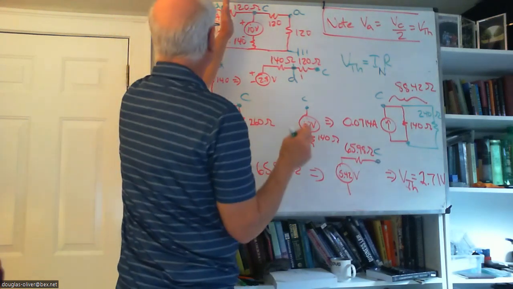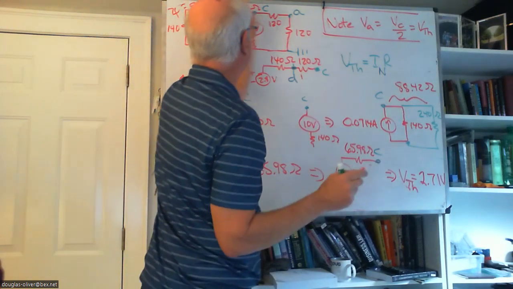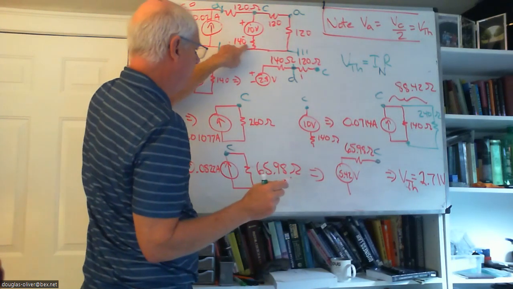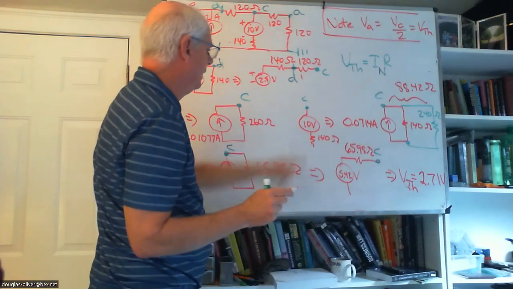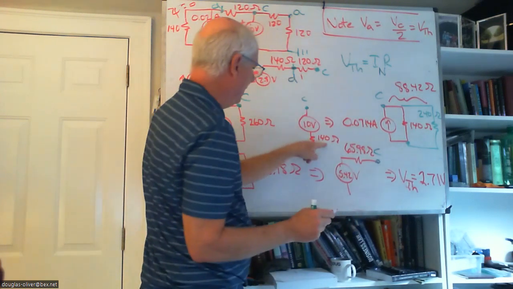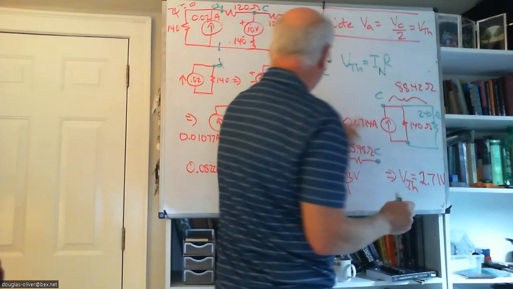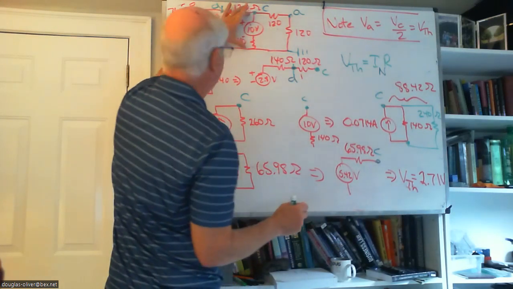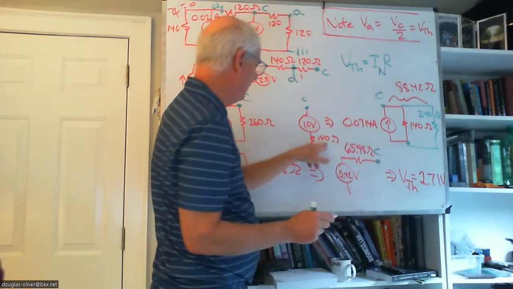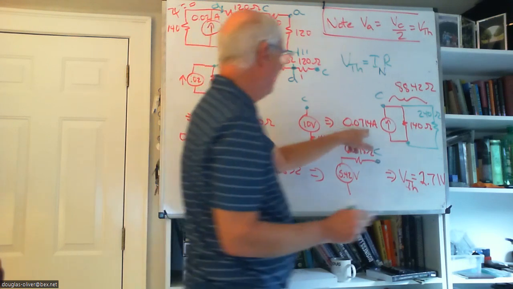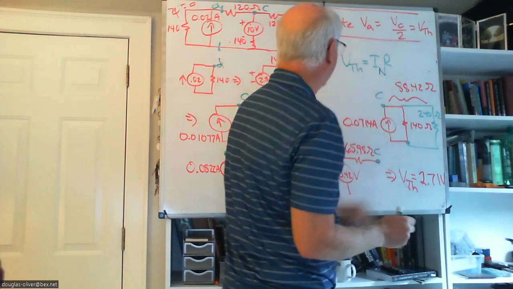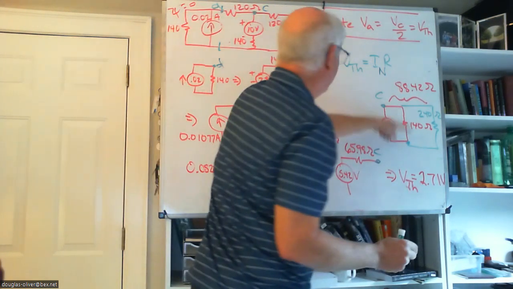Now, let's take a look. So I've cut it right here. Now let's take a look at this side. I'm just going to look at the 10 volt and the 140 ohm and get the equivalent of that, the Norton equivalent. Well, I'm going to take the 10 volts divided by 140 ohms. So just this part right here is equivalent to a 0.0714 amp current source, that is 10 volts divided by 140 ohms, and 140 ohms in parallel like this.